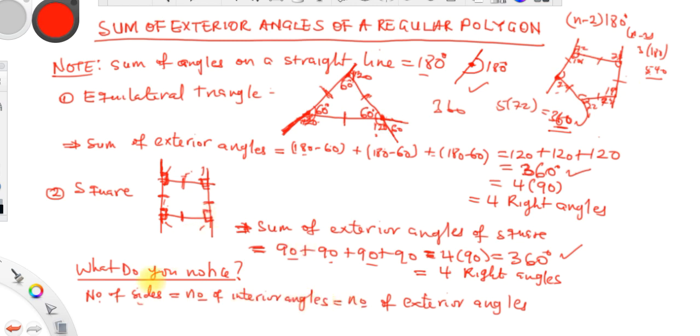If a regular polygon has 3 sides, then the number of interior angles will be 3 and the number of exterior angles will be 3. In general, if a regular polygon has n sides, then the number of interior angles will be n, and the number of exterior angles will also be n.